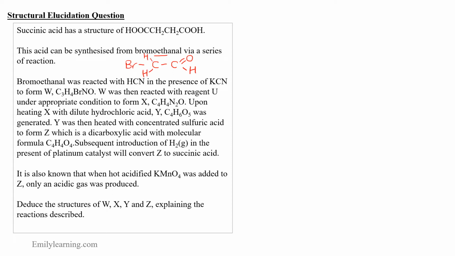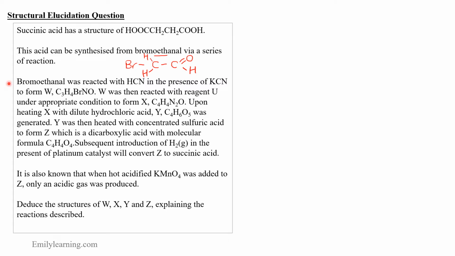So this is bromoethanal. And if you look at the structure of bromoethanal here, there are two functional groups. One of them is the halogenoalkane group, so we'll think about nucleophilic substitution and all reactions associated with halogenoalkanes. And the other functional group is the aldehyde group. Now let's look at the next sentence.